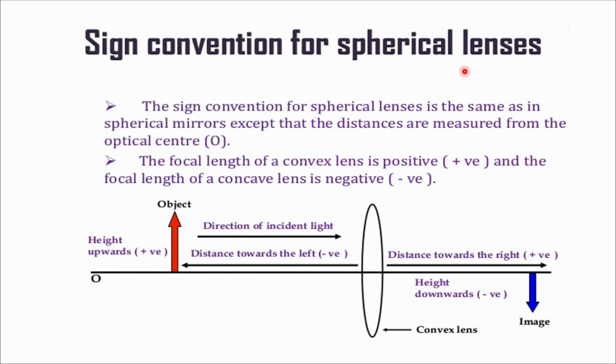So what is the sign convention for spherical lenses? The sign convention for spherical lenses is the same as for spherical mirrors. Here, the distance measured towards the left is taken as negative. The distance towards the right is taken as positive. The object height, if upward, is treated as positive. If downward, it is treated as negative. And one more thing: for the convex lens, the focal length is positive. For the concave lens, the focal length is negative.